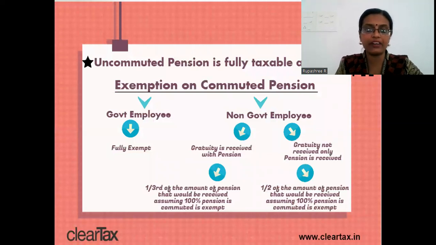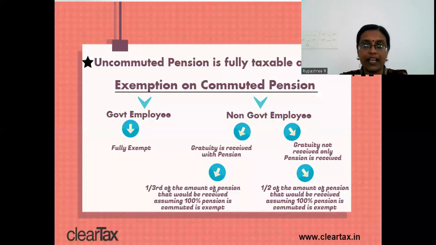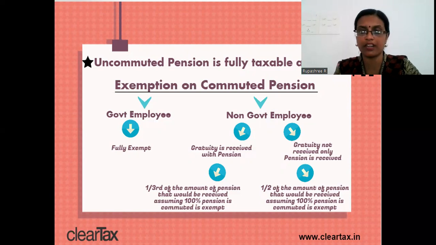Now, to give you a better understanding, we have another picture here where we try to understand commuted and uncommuted pension. Uncommuted pension is fully taxable, whereas commuted pension can be divided into two. For a government employee, it is fully exempt from tax. That is, the government employee need not pay tax at all on the commuted pension that he or she receives at the time of retirement. For a non-government employee, commuted pension again falls under two categories, depending on whether he or she receives gratuity or not.